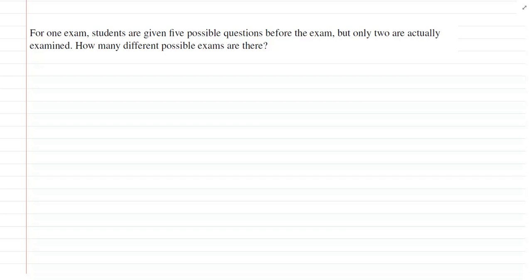Second question. For one exam, students are given 5 possible questions before the exam, but only 2 are actually examined. How many different possible exams are there? Now let's just imagine for a second that we have 5 possible questions: question A, B, C, D, and E. If, for example, question D is chosen and then question C is chosen, well, that would be the same as choosing question C and question D in the context of an exam. So in this question, order does not matter. So we're dealing with a combination.